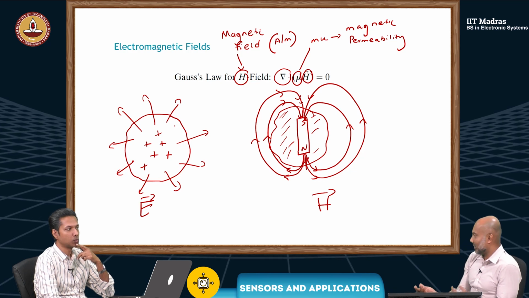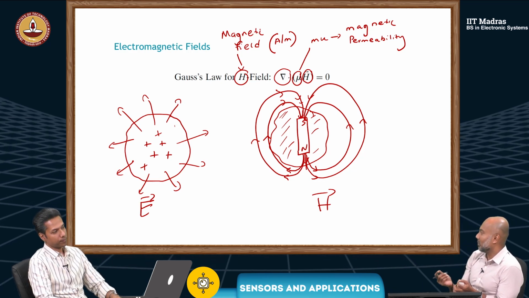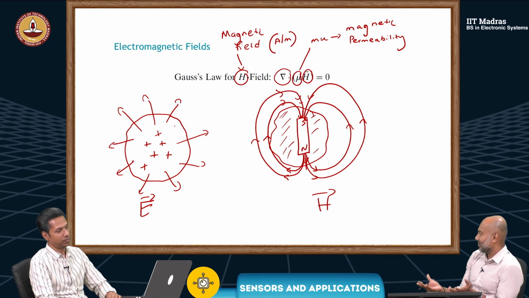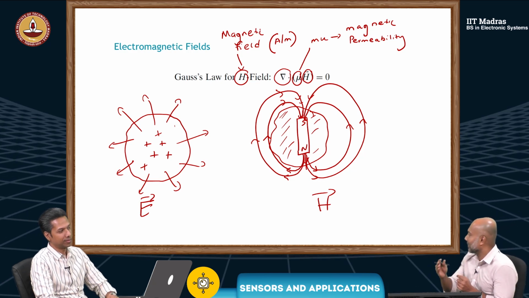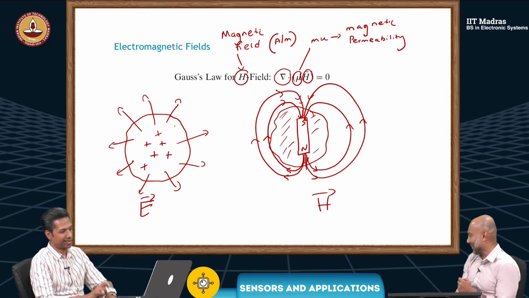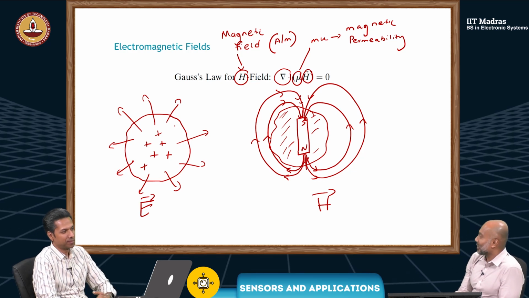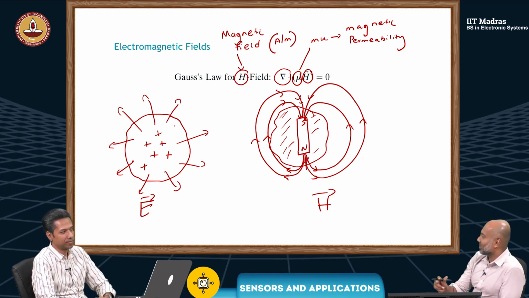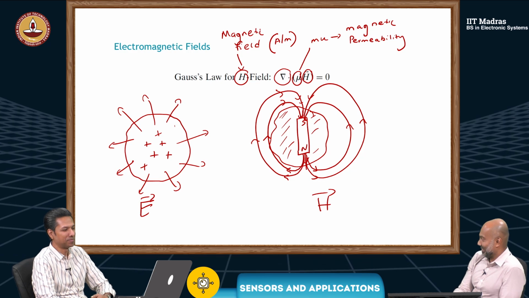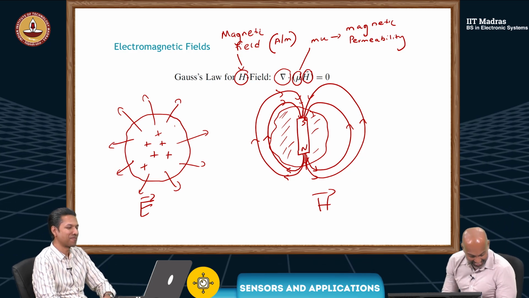So it's 0, no matter how many flux lines you have. And this is also the reason why there are no magnetic monopoles. You can take a magnet and cut it into the smallest pieces, and you still have a north and a south. Compared to electric field, this is the major change. That's the beauty of it.